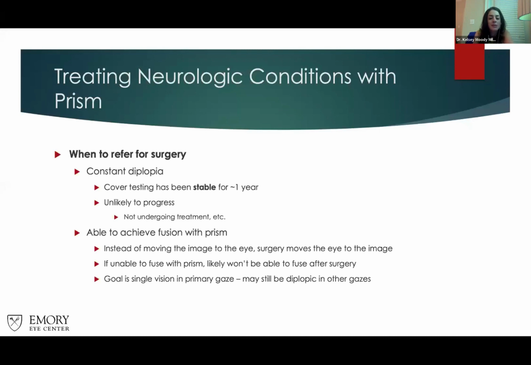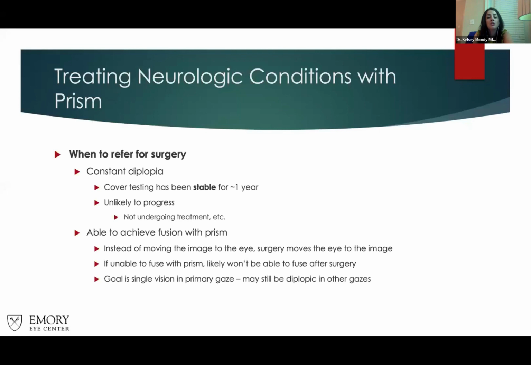And similar to prism, the goal is going to be single vision in primary gaze. They still may be diplopic on other gazes. And so you want to make sure that your patient is aware of that because that can be one thing that patients are hesitant about with surgery, because they're not going to be perfect in all positions of gaze. But from a cosmetic standpoint, from a glasses standpoint, this is still a really good option for some patients. So I always talk to them about surgery if they're a good candidate.